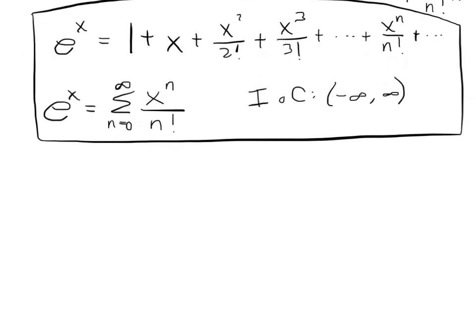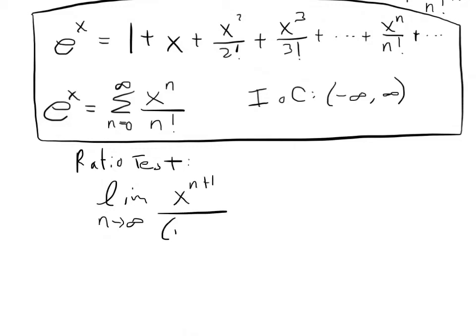I'll go ahead and walk through that for you. I'm going to do the root test. I'm sorry, I take that back. I'm going to do the ratio test because of the factorial. The ratio test. So this is going to be the limit as n approaches infinity of x to the n plus 1 over n plus 1 factorial times n factorial over x to the nth.